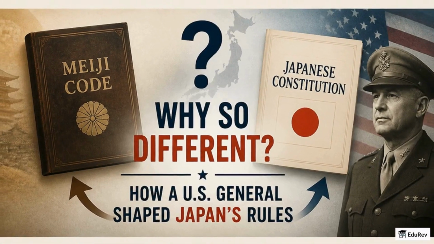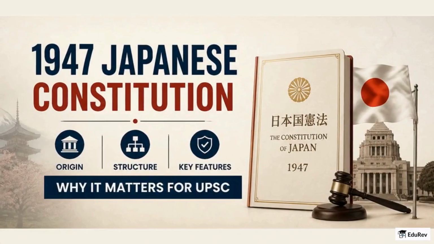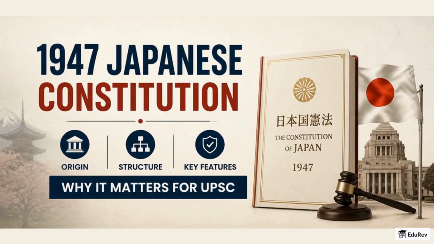You might be wondering why the Japanese constitution looks so different from the Meiji Code you read about in notes, and how a US general shaped Japan's post-war rules. By the end of this video, you will be completely clear about the origin, structure, and key features of the 1947 Japanese constitution and why those features matter for UPSC.